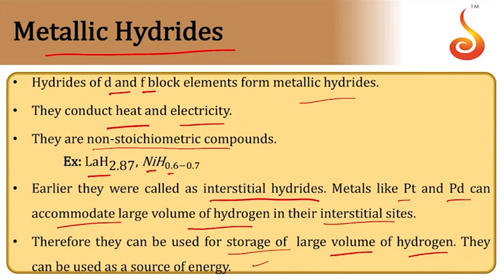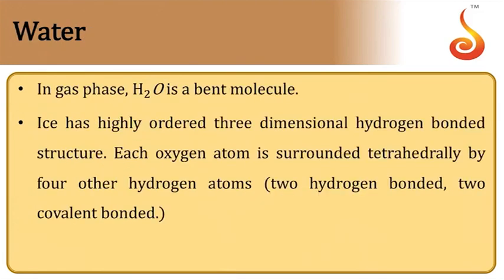With this we have done the different types of hydrides: ionic hydrides, covalent hydrides, and then metallic hydrides. Then the next compound is water. In the gas phase, H2O is a bent-shaped molecule.